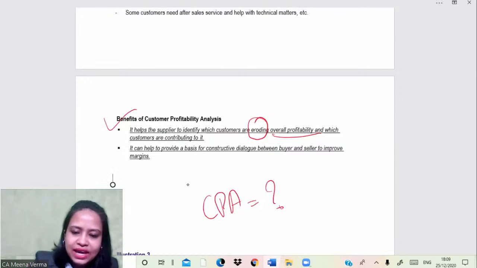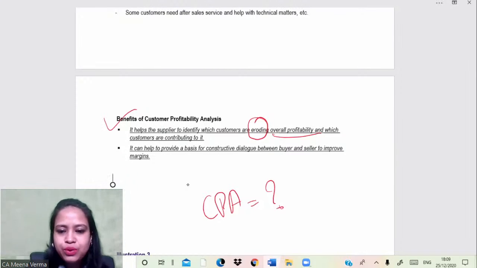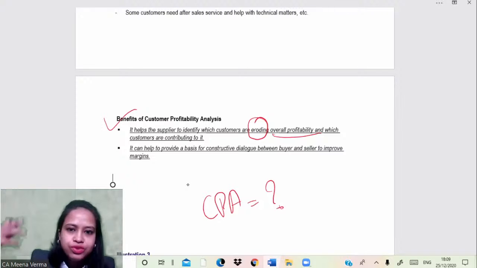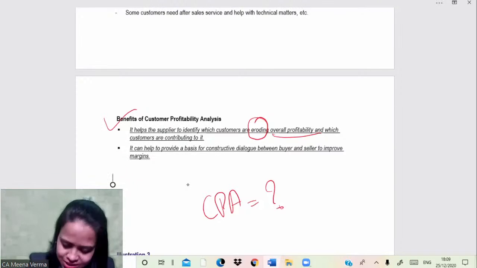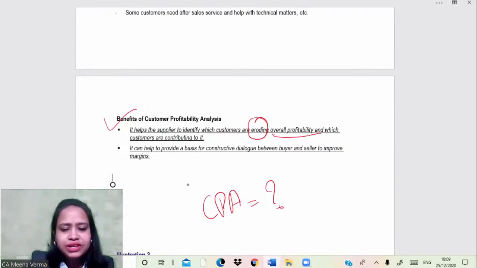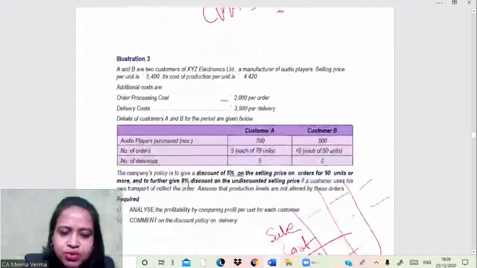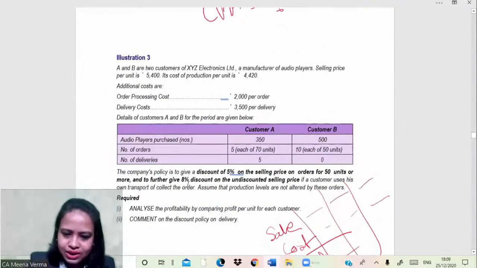This will help us to create a dialogue between the buyer and supplier to improve the profitability of the entire organization, and to formulate the strategy for the entire organization.